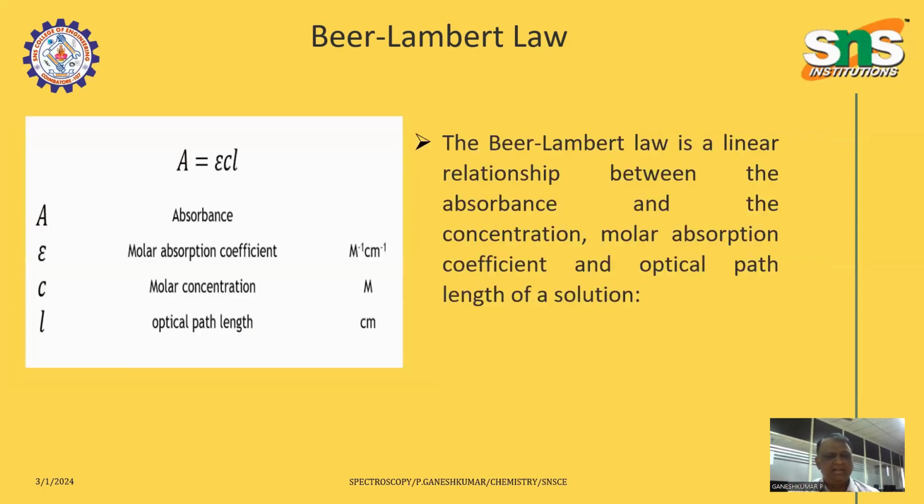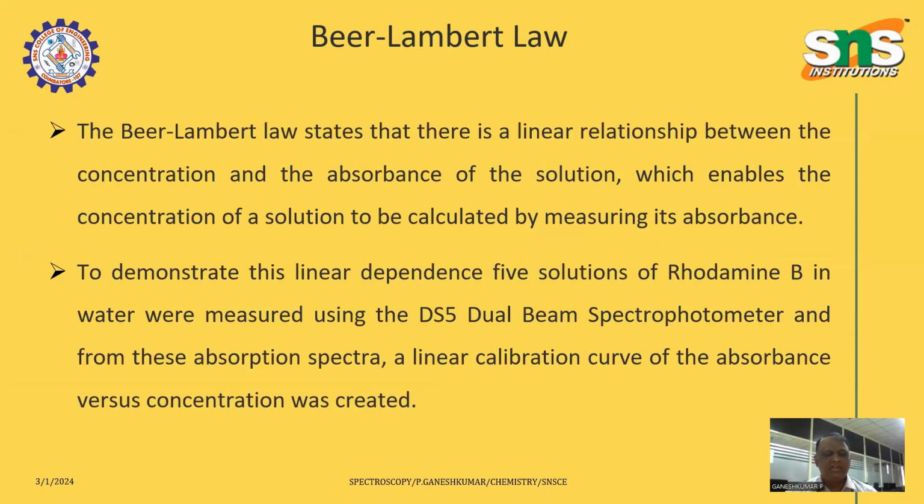So Beer-Lambert's law is a linear relationship between the absorption and the concentration, molar absorption coefficient, and optical path length of a solution. To demonstrate this linear dependence, we took 5 different concentrations of rhodamine B in water and measured them using a dual beam spectrophotometer. From these absorption spectra, a linear calibration curve of absorption versus concentration was created, since the absorption is directly related to the concentration.